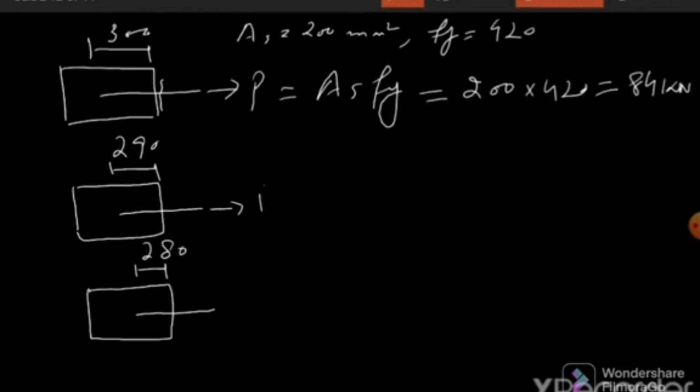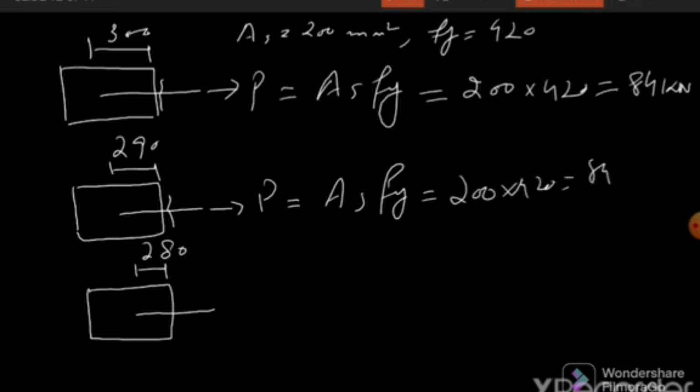In the second case, again when we apply this load P, suppose it also fails at the face of the cube due to the yielding of the bar. Again in that case, P will be equal to AS Fy, 200 times 420, which is equal to 84 kilonewton. And for the case when the embedded length is 280 mm, instead of failure at this face, this bar is pulled out of this cylinder.